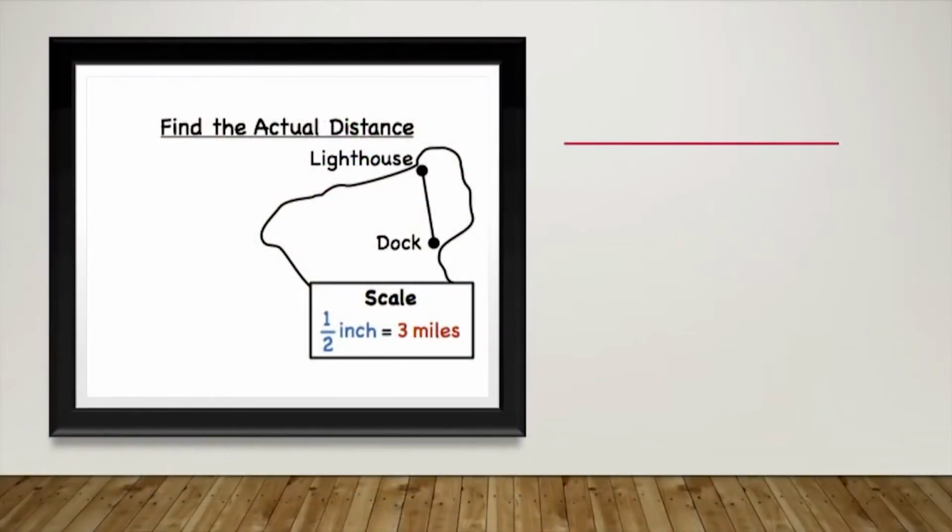We have a lighthouse and a dock. Yes, the scale can come in a fractional representation, so don't think you're just going to get whole numbers. Here we have a scale of ½ inch equal 3 miles. So what does that mean? For every ½ inch on your map, it will give you 3 miles on actual land.